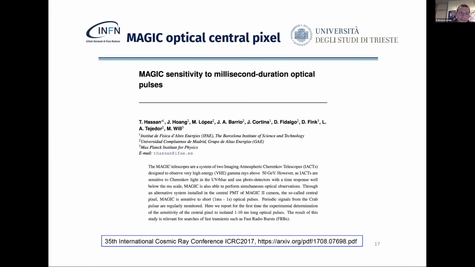The details on how MAGIC is sensitive to millisecond duration optical pulses were reported by Tarek, John, and other authors at the International Cosmic Ray Conference in 2017, and this is the paper on the central PMT of the MAGIC 2 camera. This is sensitive to short, 1 millisecond to 1 second, optical pulses. It was originally developed for Crab pulsar searches, but it is being used for fast transients.